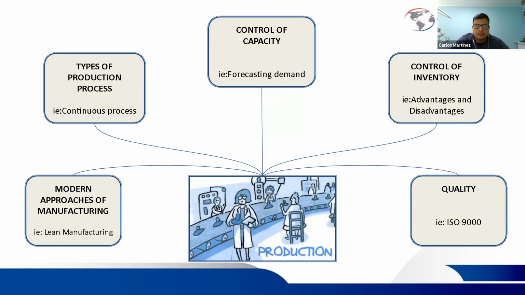Like I said before, the first one is the modern approaches to manufacturing. Next are the types of production process. Then we will talk about the control of capacity. Following that, the control of inventory. And finally, quality, or what relates to the ISO certifications.